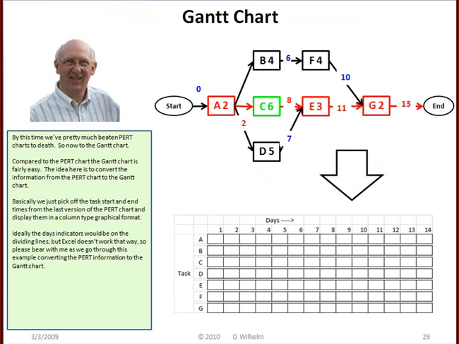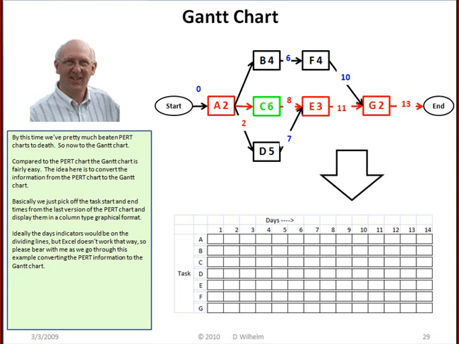By this time, we've pretty much beaten PERT charts to death. So now on to the Gantt chart. Compared to the PERT chart, the Gantt chart is fairly easy. The idea here is just to convert the information from the PERT chart to the Gantt chart. Basically, we just pick off the task start and end times from the last version of the PERT chart and display them in a column-type graphical format.